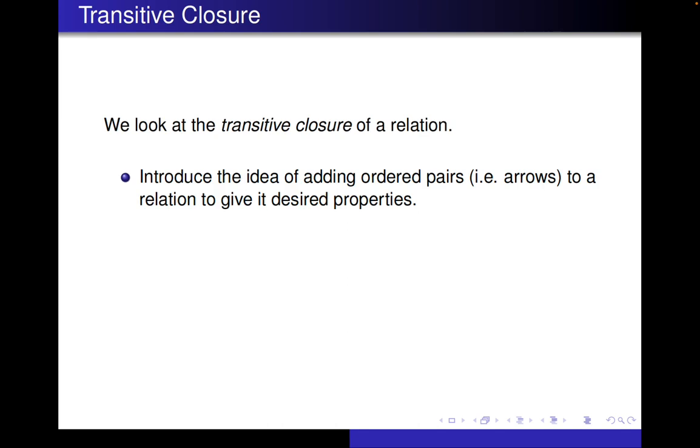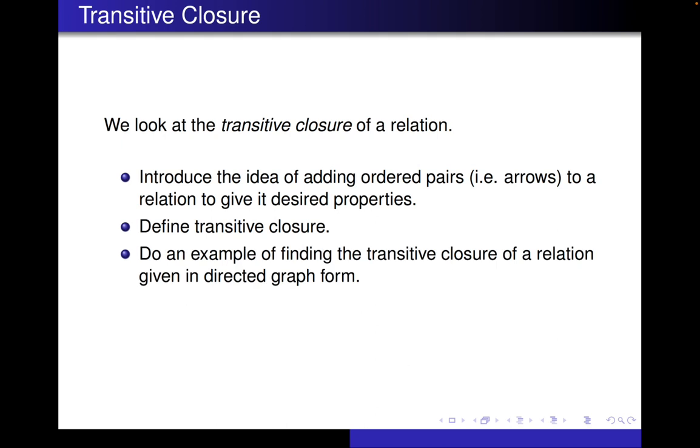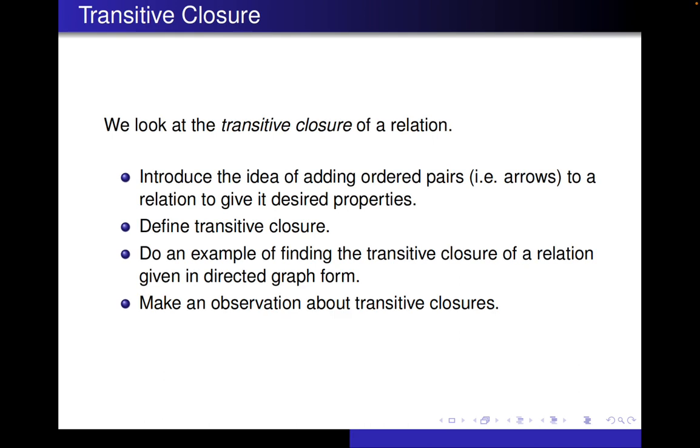Now that we've had a look at finding compositions of functions, we're going to move on to something called the transitive closure of a relation. First thing we're going to do is introduce the idea of adding ordered pairs, which visually in our directed graph model is like adding arrows. Adding ordered pairs to a relation to give it desired properties. We're going to use that to define the transitive closure of a given relation. And then we're going to do an example of finding the transitive closure of a particular relation given in directed graph form. And finally, we're going to make an observation about transitive closures that didn't seem obvious just from the definition.